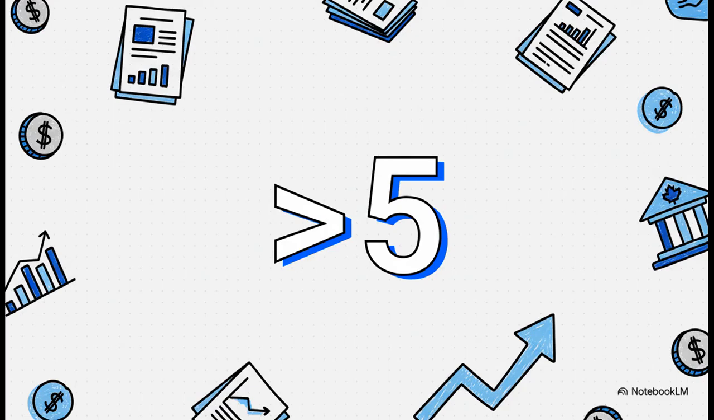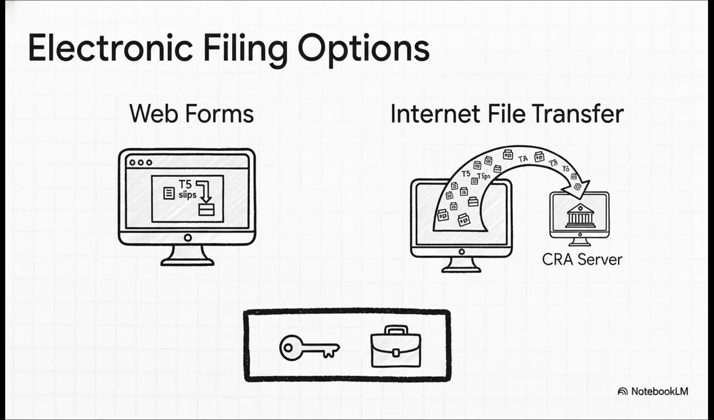Now, this next point is a big one. Seriously, pay close attention, because this trips up so many small businesses. If you are filing more than 5 T5 slips for a given year, so 6 slips or more, you have to file them electronically. You cannot file them on paper. If you try to mail in a stack of 6 paper T5 slips, you're going to get hit with a penalty. Guaranteed.